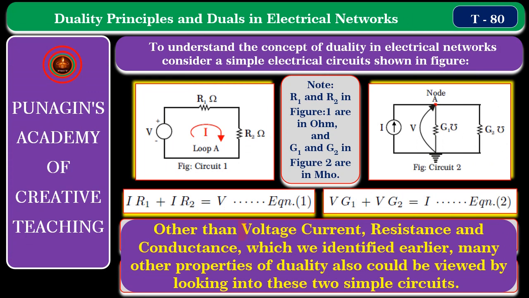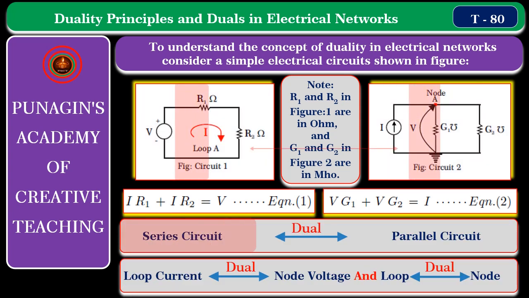Other than the voltage, current, resistance and conductance which we identified earlier, many other properties of duality also could be viewed by looking into these two simple circuits. They are: series circuit is a dual of parallel circuit. Loop current is a dual of node voltage. And loop or mesh is a dual of node.